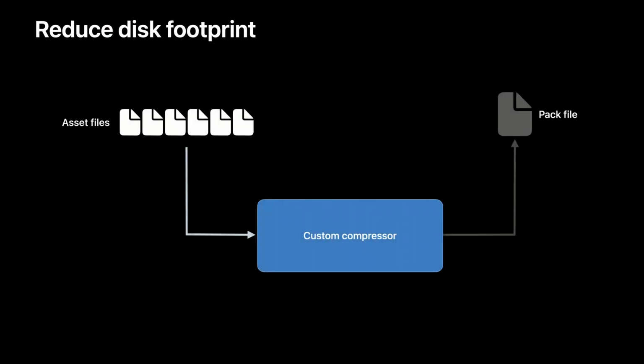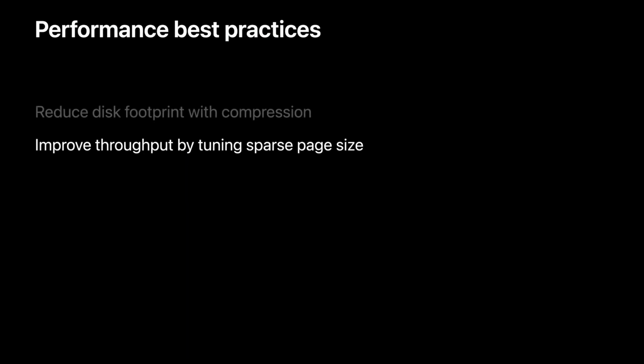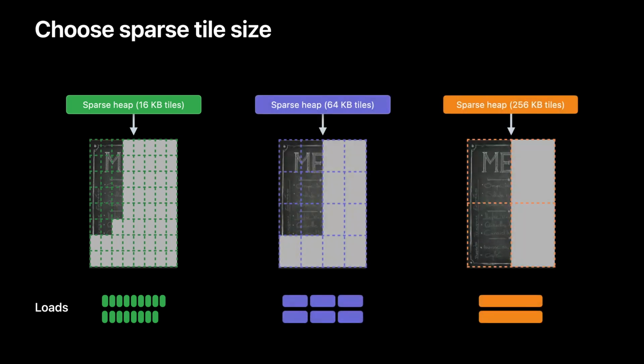It is also possible to use your own compression scheme. You may have cases where your data benefits from a custom compression codec. In that case, you can replace the compression context with your own compressor and translate offsets and perform decompression at runtime yourself. Now that you've seen how to use compression to reduce disk footprint, let's look at tuning sparse page size. Earlier versions of Metal support loading tiles to sparse textures at a 16 kilobyte granularity. With Metal 3, you can specify two new sparse tile sizes, 64 and 256 kilobytes.